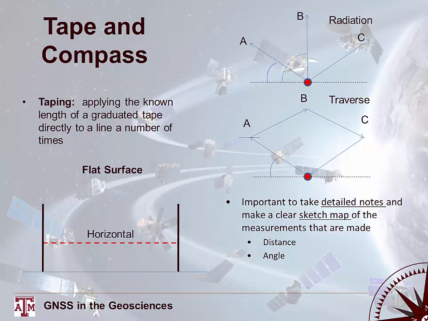The most primitive surveying technique is using a tape measure and compass, or tape and compass. Now, many states were initially surveyed and laid out using this approach. It relies on the technique of taping, which is applying a known length of a graduated tape directly to a line a number of times.